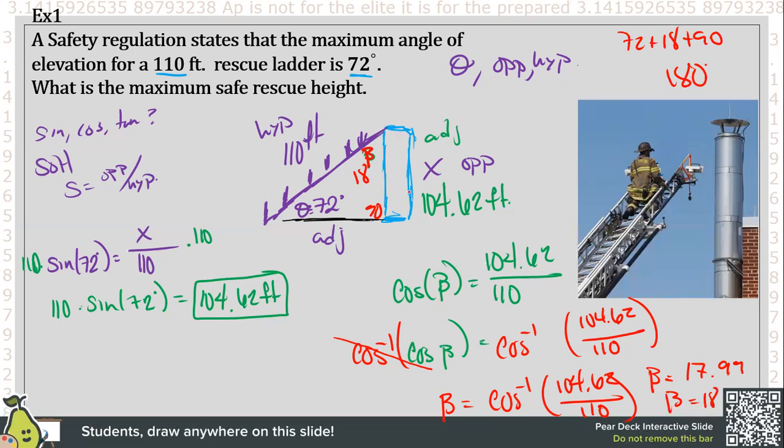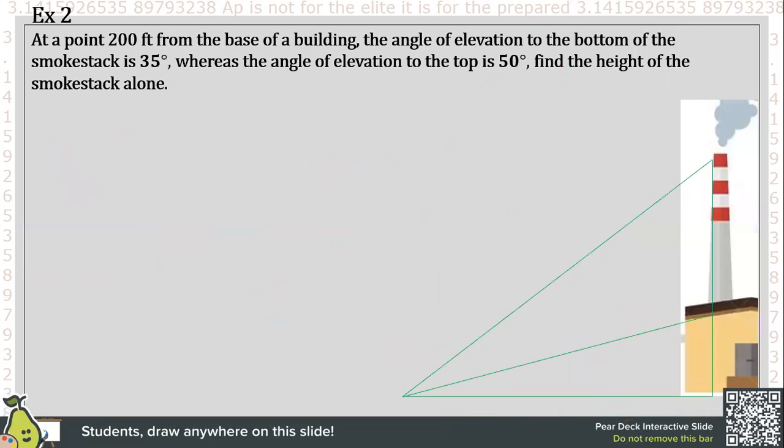I'm not always saying that you have to do the arc cosine for this. We could have easily gotten 180, subtract 90, subtract 72, and find the 18 degrees without a problem. I'm just letting you know that this is the inverse trig, and this is how we can use it as well. Let's go ahead and go to another example. So go ahead and give this one a try.